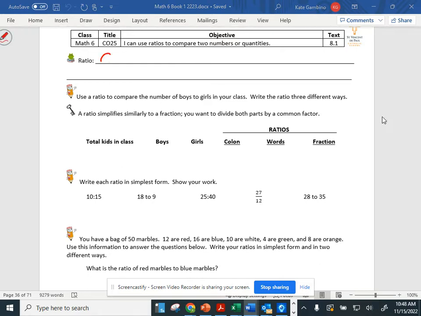A ratio compares a part to a part. So we're comparing two parts. We use ratios when we compare the number of boys to girls in our class. We could write this ratio in three different ways. So we use ratios for lots of different things. We're going to use as our example the boys versus the girls.